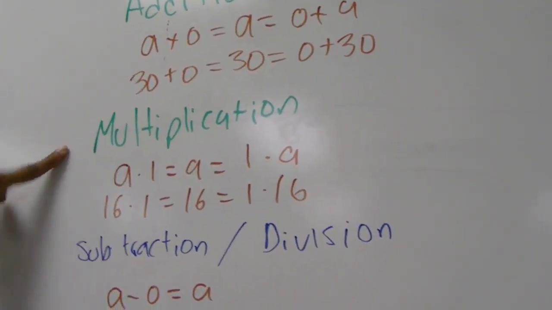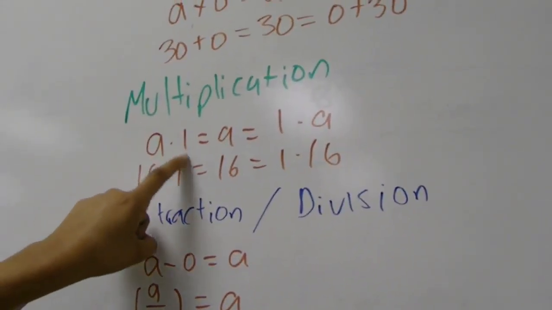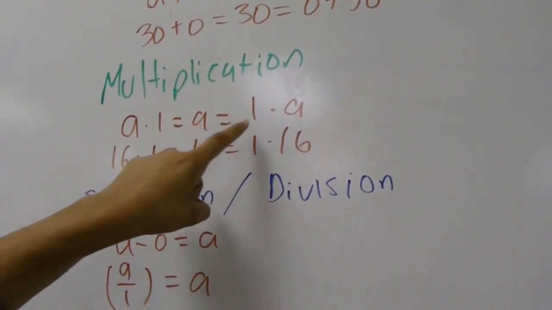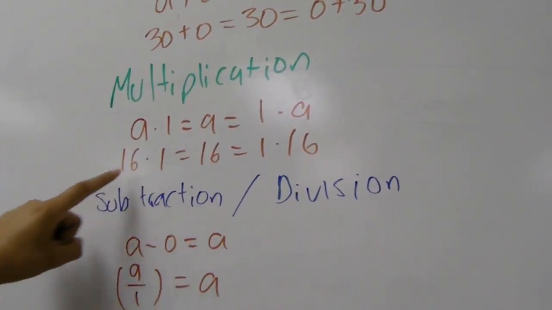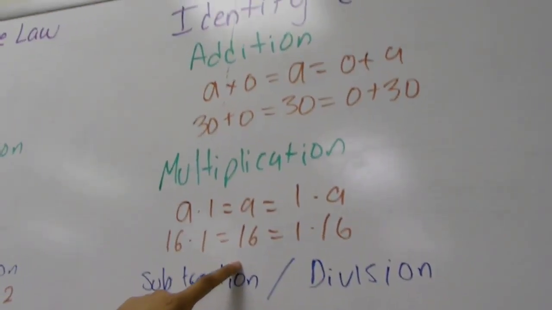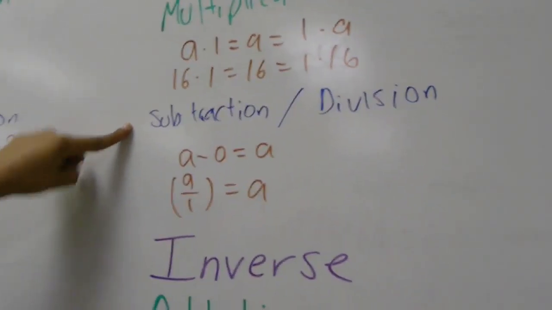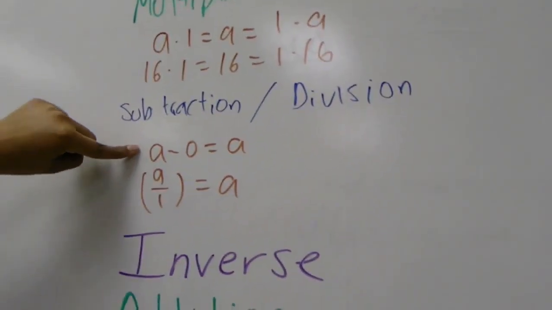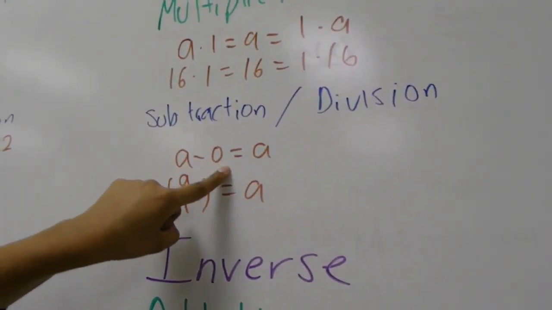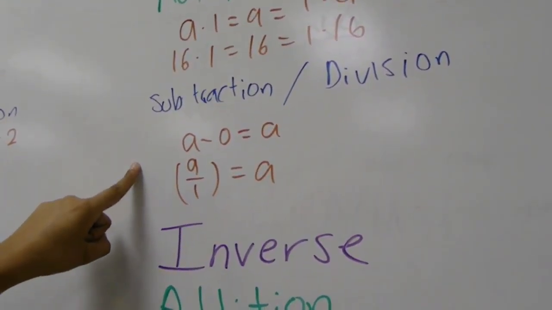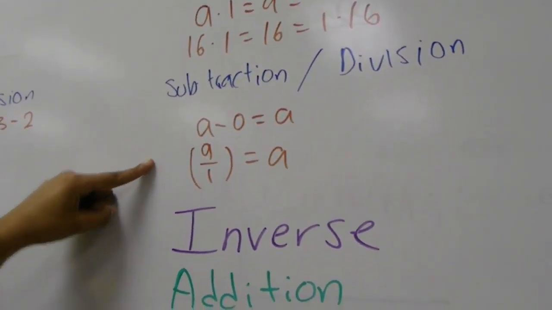In the case of multiplication, the identity element is 1. So A times 1 is A, and 1 times A is just A. So 16 times 1 is equal to 16, and 1 times 16 is also equal to 16. For subtraction and division, it just applies one way, which is putting the element first and then the identity element after. A minus 0 is A, but 0 minus A is not A, it's negative A.